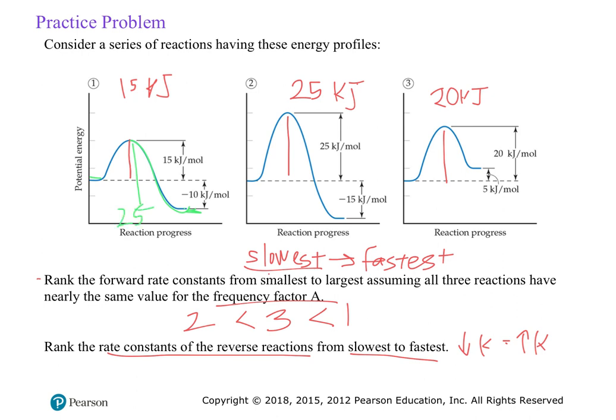For number 2, we would go from negative 15 up to positive 25, so that changes 40 kilojoules. And from here, we would have, starting at a positive number and going up, it looks like 15. So our slowest one is going to have the biggest activation energy. It's still going to be 2. And then 1 is next, and then 3 is going to be the fastest.